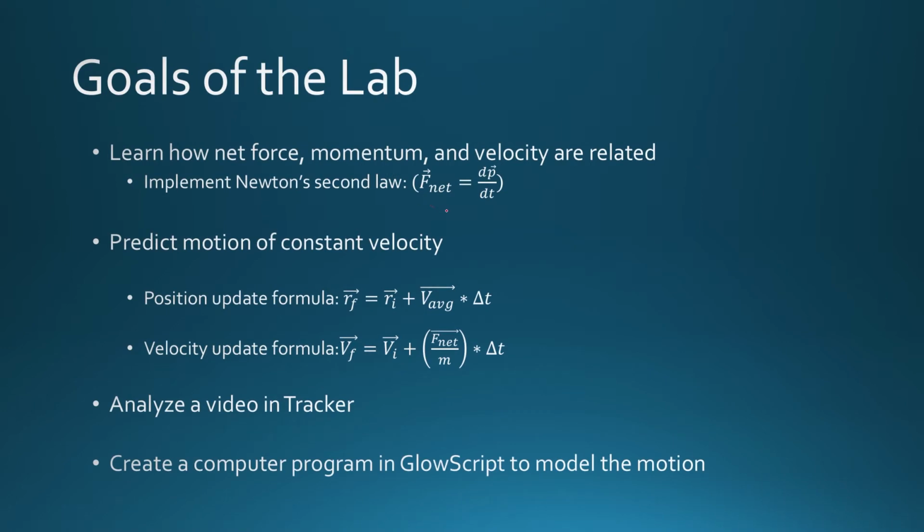In this lab, we had multiple goals, first of which was to understand Newton's second law, which is that the net force is equal to the change of momentum over the change in time. Now, this fundamental principle is what we use to create the position update formula and the velocity update formula, which we will use to model the system in a computer model with GlowScript. And to get this positional data and velocity data, we will use the software called Tracker.